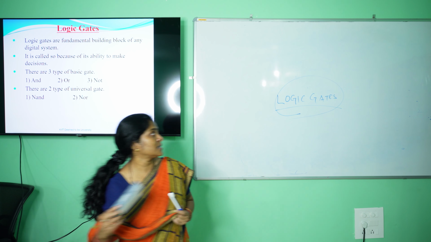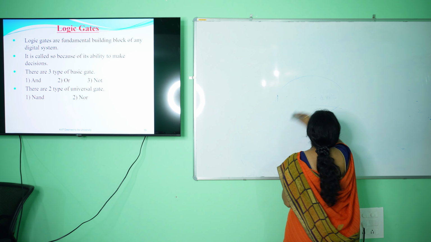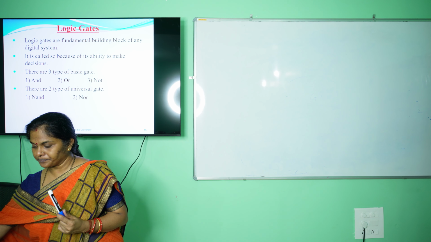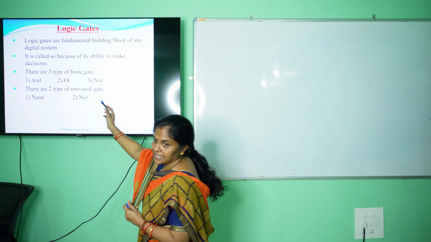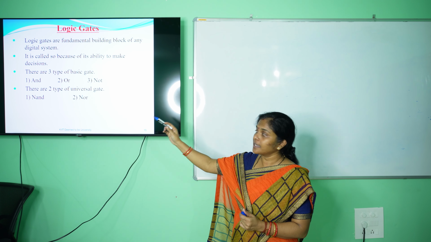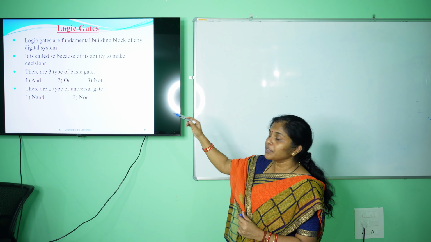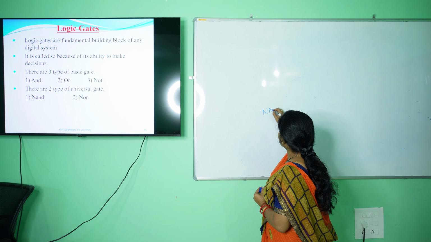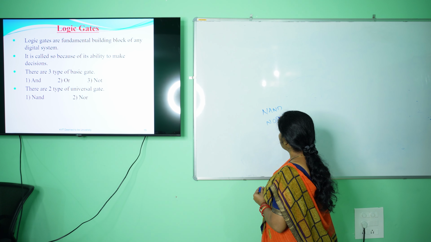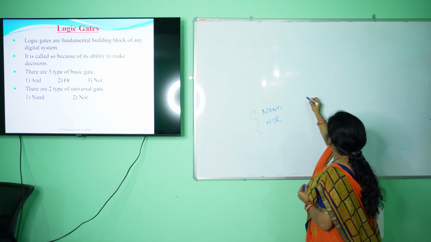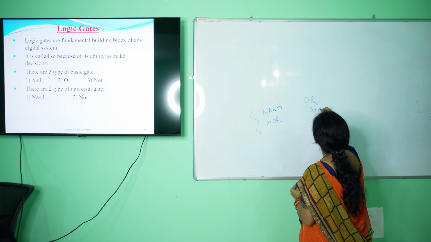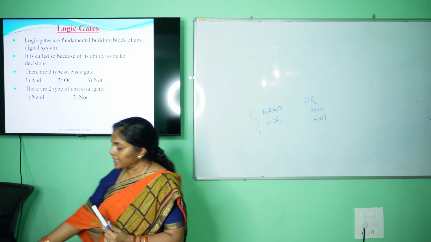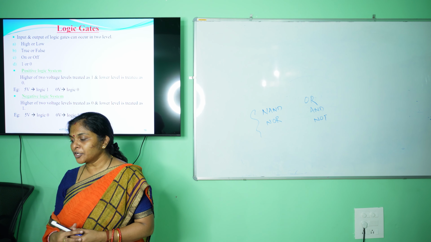Normally these logic gates are of two types. One is basic gates and the other is universal gates. There are three types of basic gates: AND gate, OR gate, NOT gate. The second one is the universal gate, which is of two types, represented as NAND and NOR. These are called universal gates, whereas OR, AND and NOT are called basic gates. Now we will be reading their logical symbols and their truth tables.